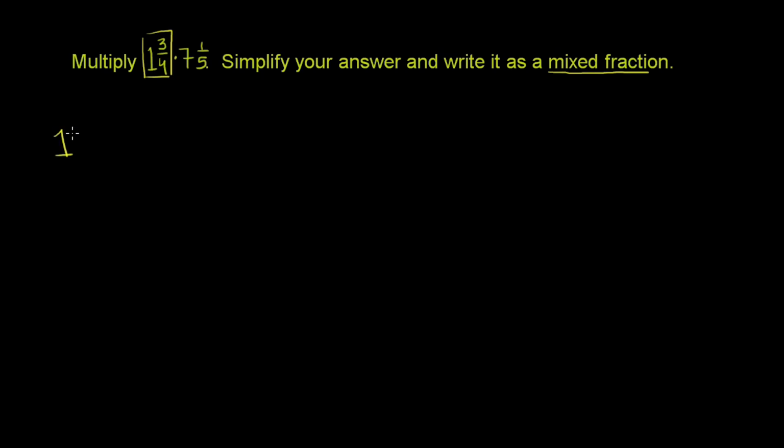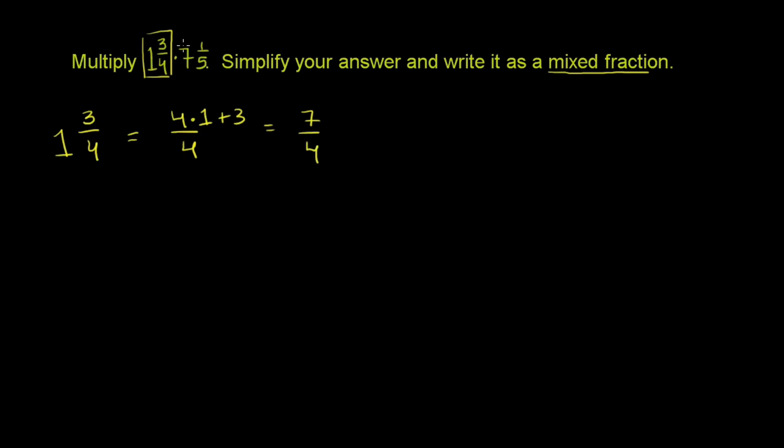So 1 3/4 is still going to be over 4, so you're still going to have the same denominator, but your numerator as an improper fraction is going to be 4 times 1 plus 3. And the reason why this makes sense is 1 is the same thing as 4/4, and then you have 3 more fourths, so 4/4 plus 3/4 will give you 7/4. That's the same thing as 1 3/4.